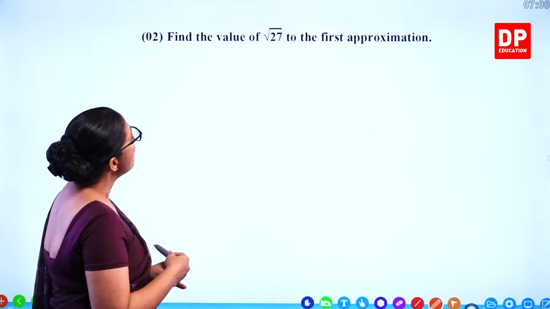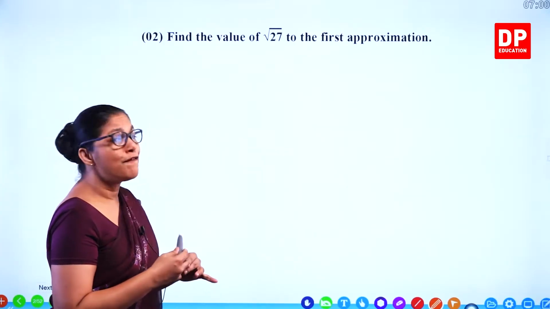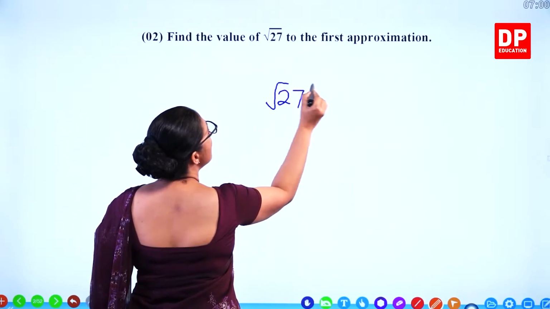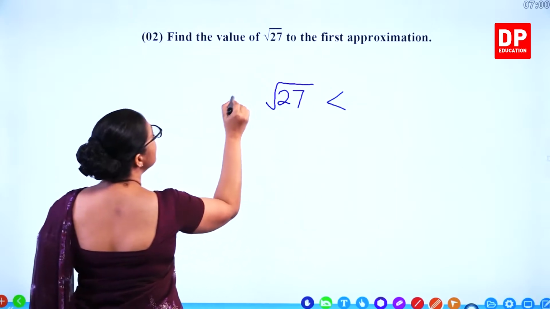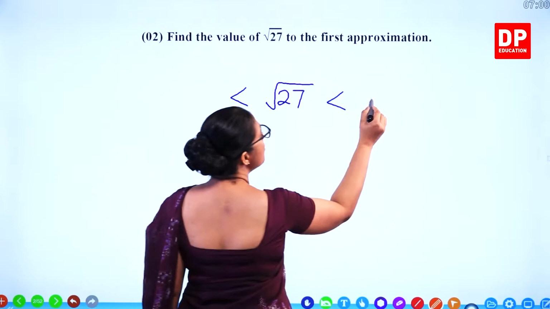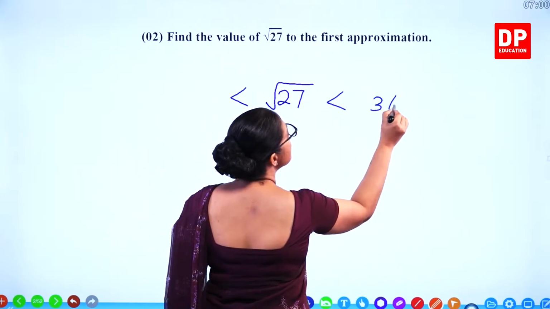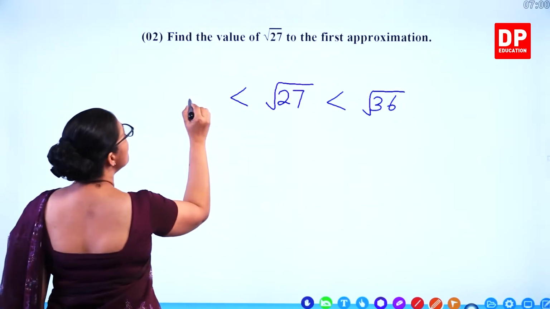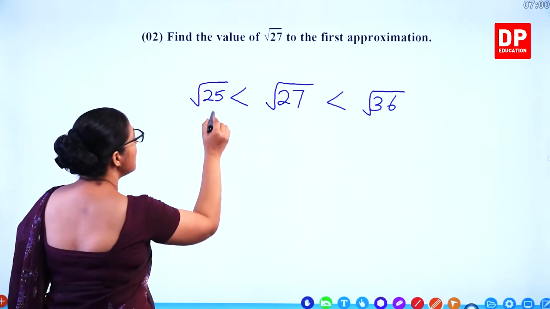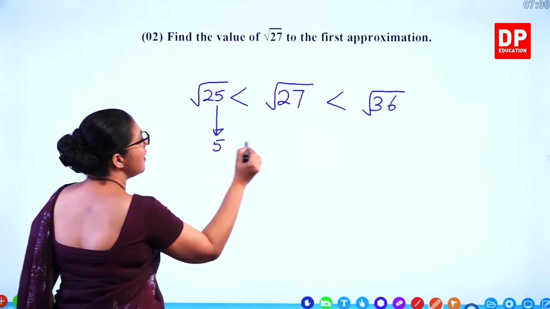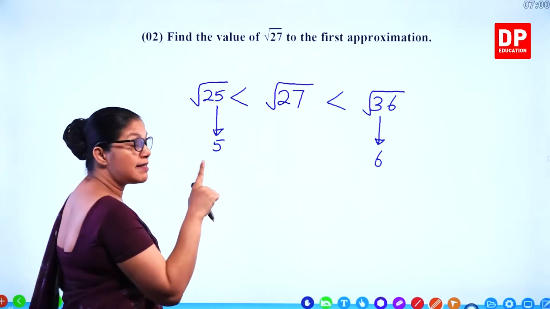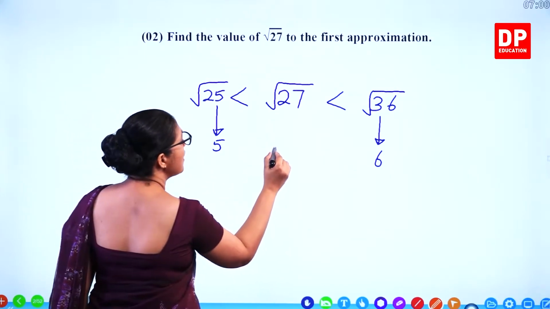Question number 2. Find the value of root 27 to the first approximation. So root 27. What are the square numbers closer to root 27? Root 36 and root 25. We know root 25 is 5 and root 36 is 6. So the value is in between 5 and 6, 5 point something.